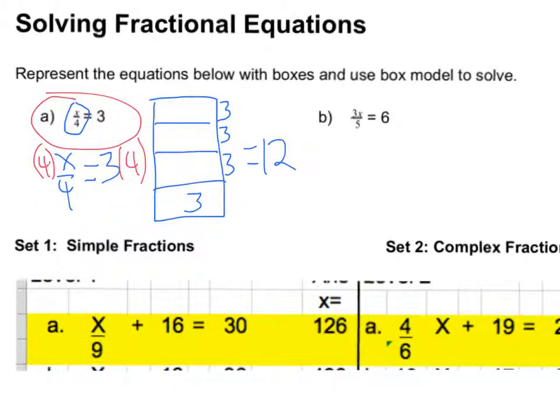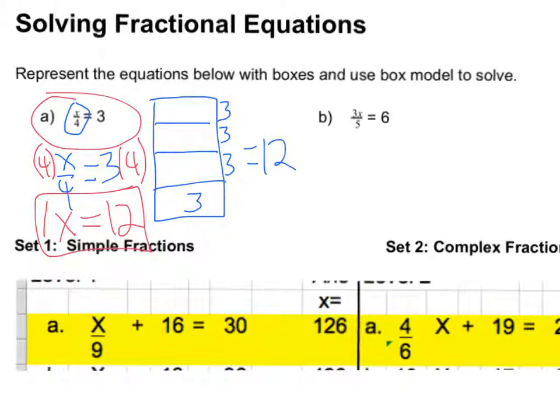If we read this, this says 4 times x divided by 4. Well, 4 times anything divided by 4, that's 4x divided 4 ways, which gives us 1x. And over here I have 3 times 4 is 12. So x, in fact, does equal 12.